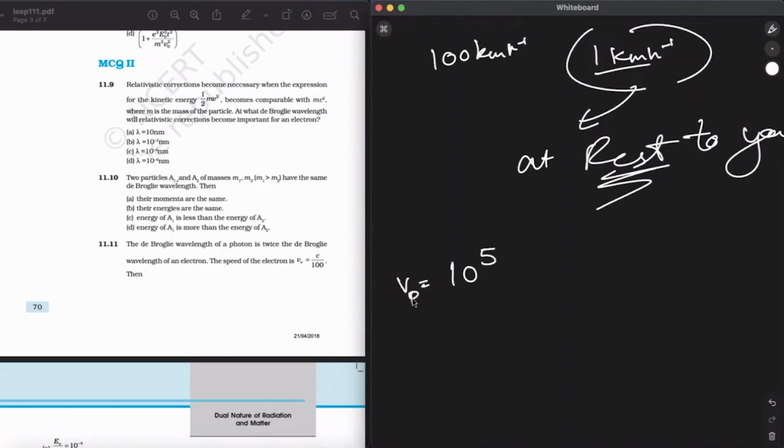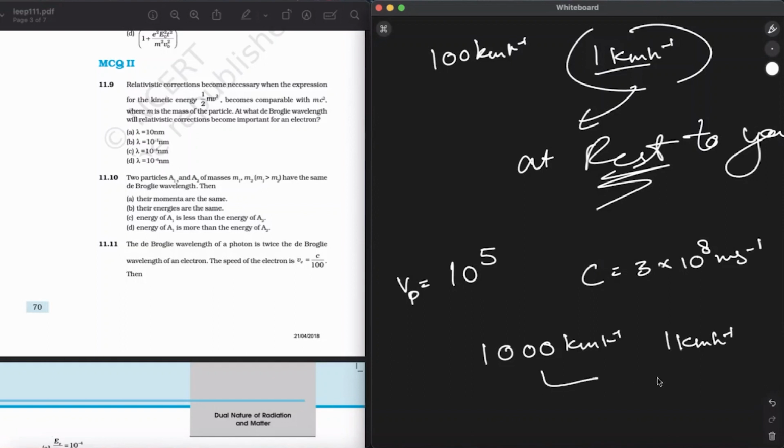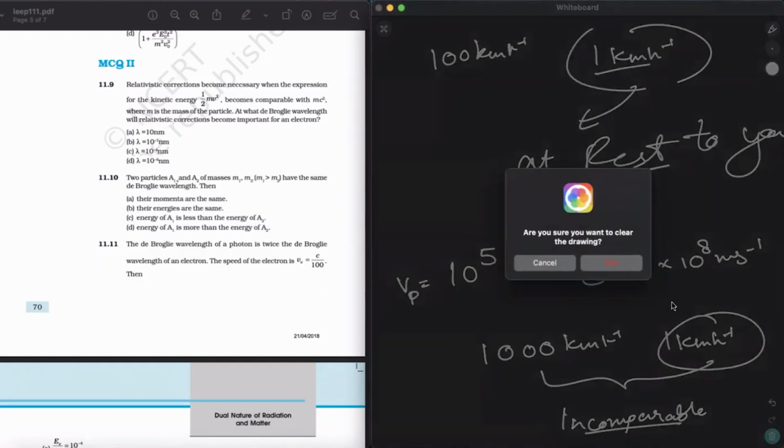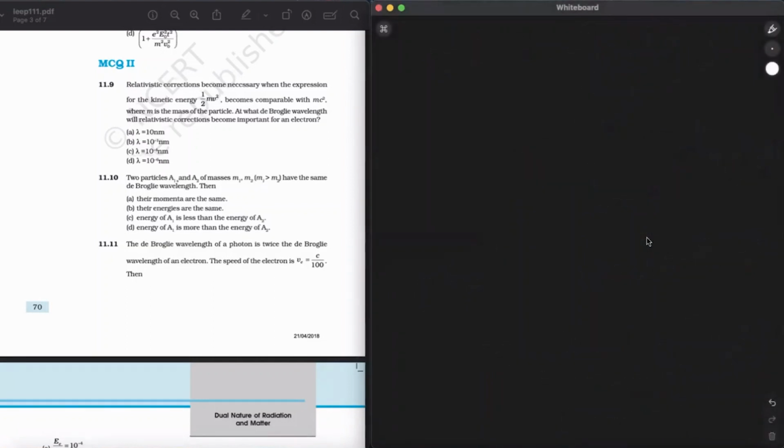Now, what was happening over here was 10 raised to the power 5 was the velocity of the phase, and for the relativistic correction, it should be 3 into 10 raised to the power of 8 meters per second. See, it is just like you are moving with a velocity of 1000 km per hour, and some insect is moving with a velocity of 1 km per hour. Okay, so this is incomparable. It is like the other thing is just at rest.